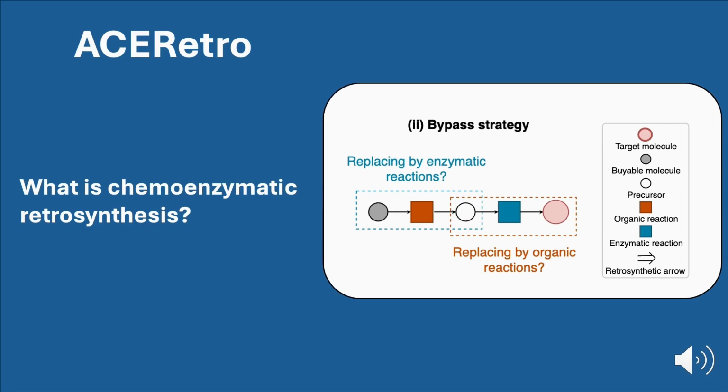And the alternative strategy is the bypass approach. This approach replaces certain parts of a synthetic route with either enzymatic or organic reactions. So in the final result, it will contain both chemical reactions and enzymatic reactions.